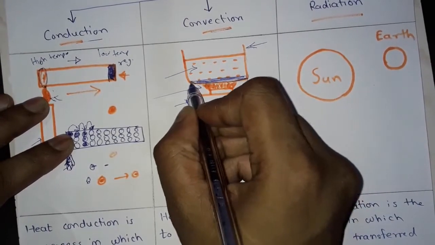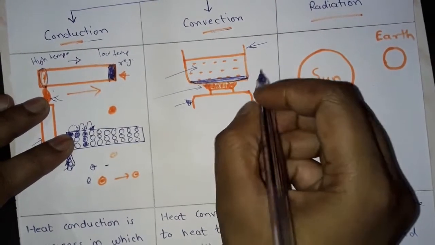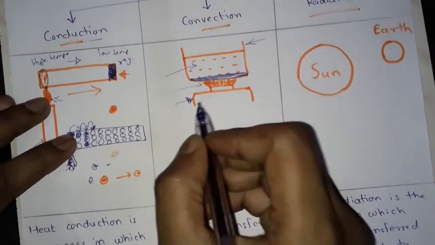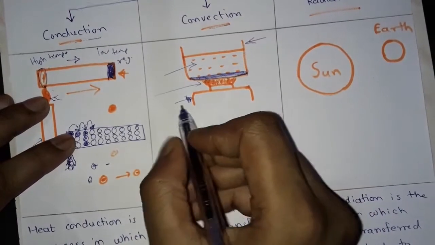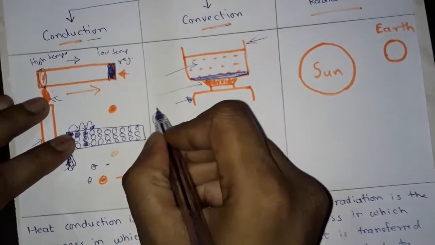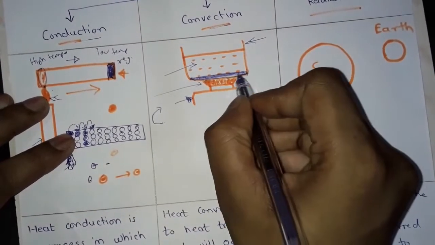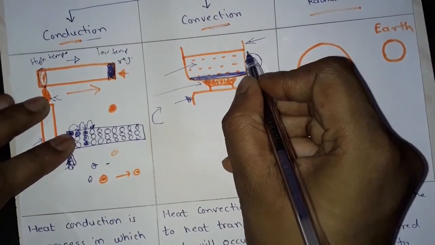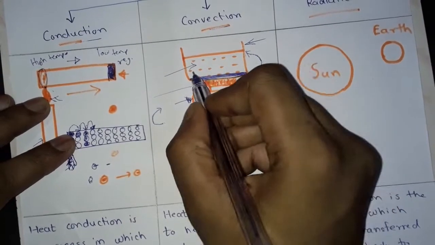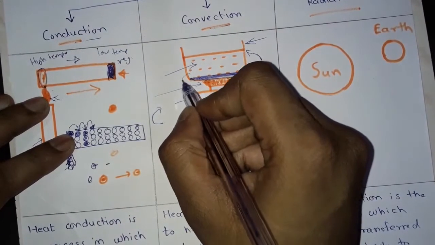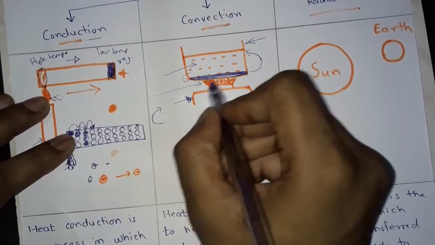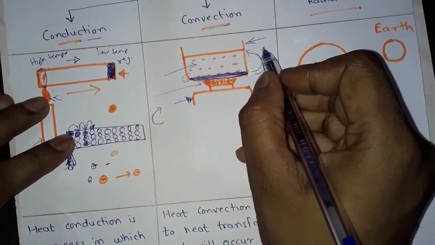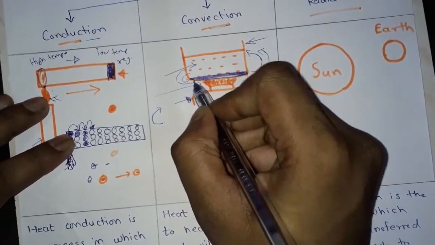At this layer, as we know friends, when water gets heated, it becomes lightweight and it goes up. In a similar way, this layer becomes light and goes up to the top layer, and the cold water comes down and gets heated again and again goes up. This water goes up and cold water comes down.